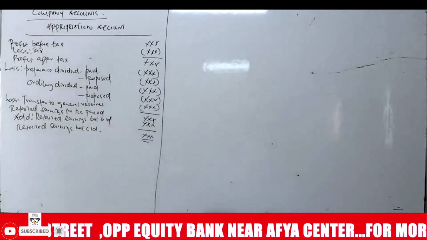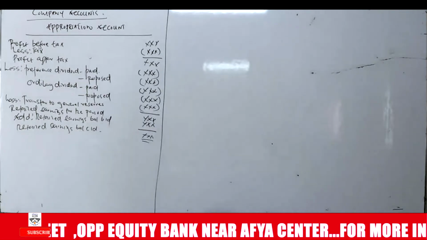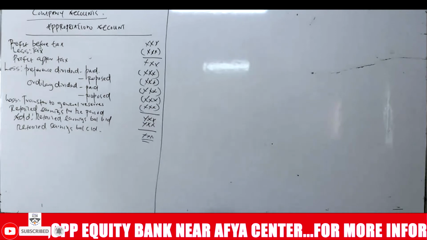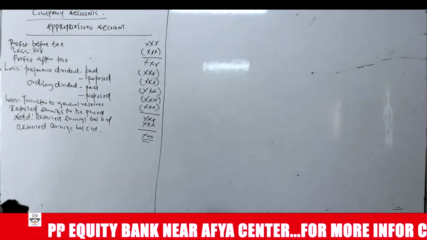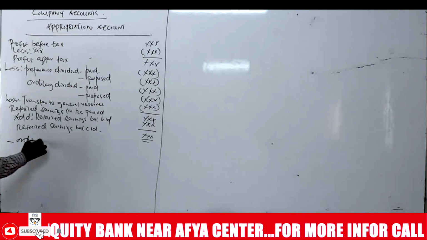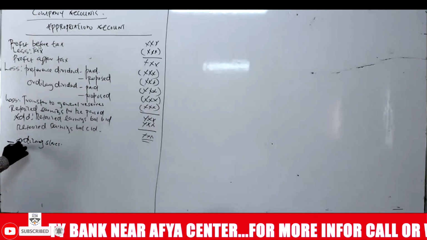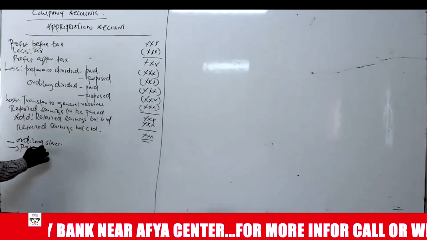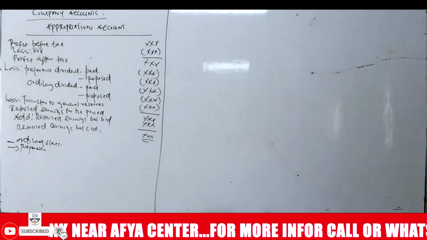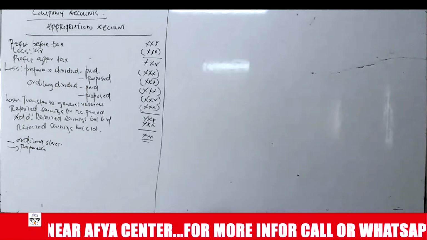So in addition to preparing the normal profit and loss account, you also need to come up with the appropriation account. We are getting new terms that you're supposed to know. So there is what we call ordinary shares, and then we have preference shares. The capital of a company is subdivided into small units called shares. And we have two classes of shareholders: the ordinary shareholders and preference shareholders.